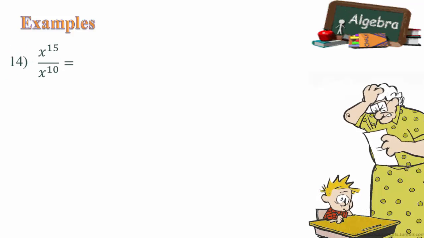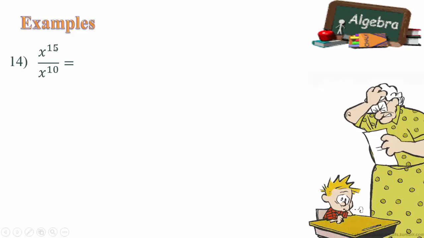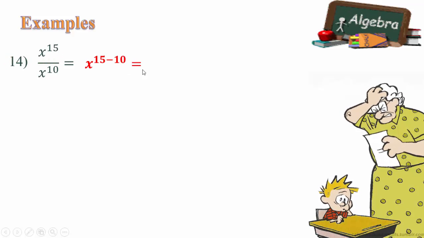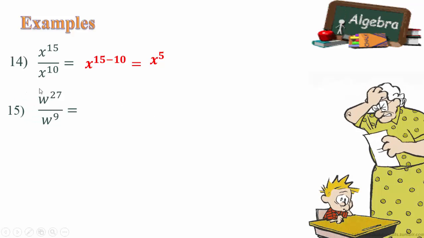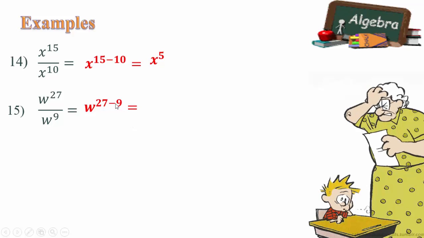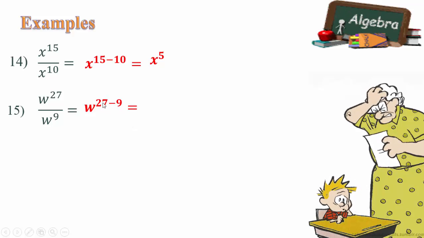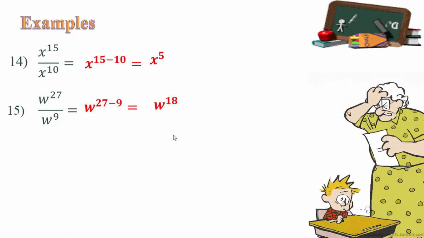In example number 14, we have x to the 15th over x to the 10th. And if you notice, our bases are the same, which is x, so that means we can subtract 15 minus 10, and that will give us x to the 5th. In example number 15, we have w to the 27th over w to the 9th. So that means we just subtract the exponents, 27 minus 9, in order to get w to the 18th.